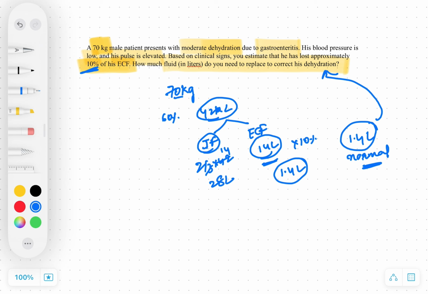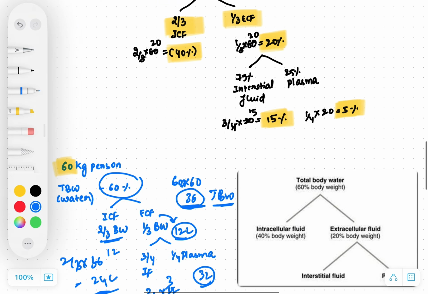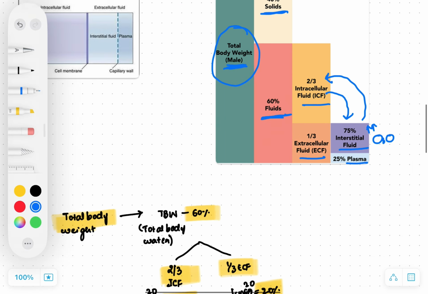So by knowing these body compartments and these values, we can actually treat this dehydration. The same applies in blood loss. In blood loss there will be loss of plasma, so we can use these formulas by calculating the blood loss, and we can give crystalloids or a blood transfusion based on the amount of blood lost. So this is the clinical importance, and these are some calculations.